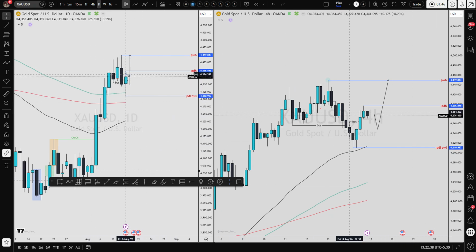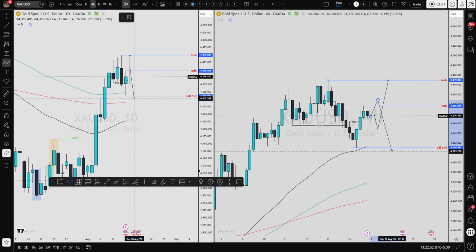It's possible that the next daily candle will open and clear the previous daily high first. Then, if price really wants to clear the previous weekly low first, then after clearing the previous day's high, it will go towards that low. So something like this is also possible. So let's see how it unfolds.